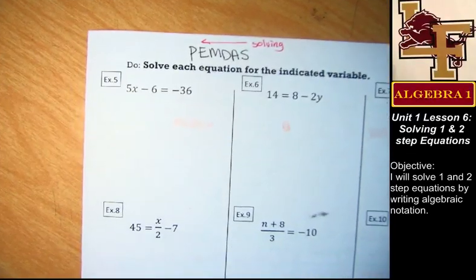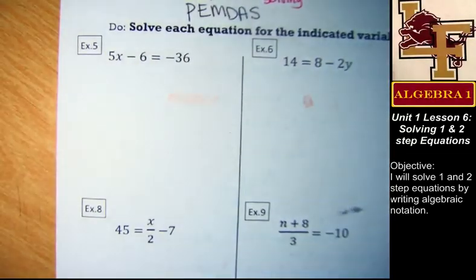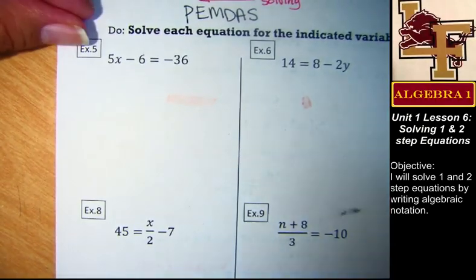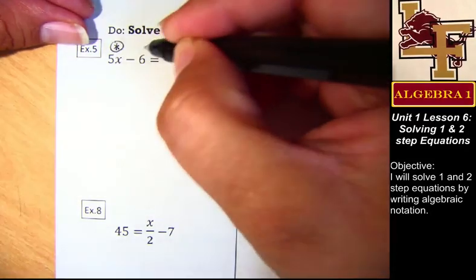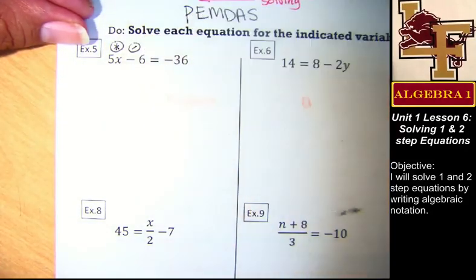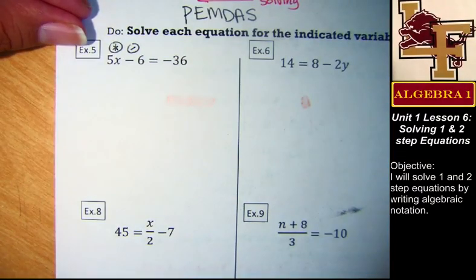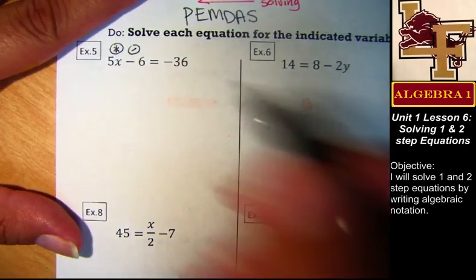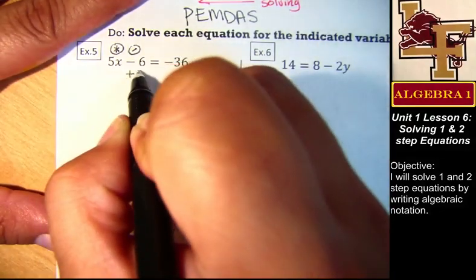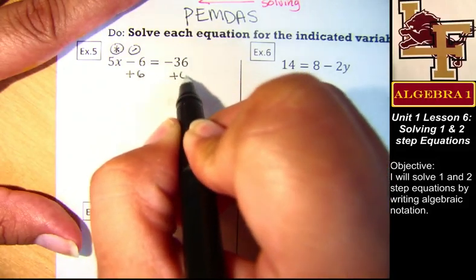All right, looking at example number 5, what kinds of things do I see happening? 5x minus 6. I see 5x, so I see a multiply happening right here, and then I see a subtraction happening right there. According to PEMDAS, I should do the multiplication first, but when I'm solving, I have to go backwards, so I need to do the multiplication last. I'm going to handle that addition, the subtraction first. How do you undo subtraction? You multiply. I mean, you add. You add. So I'm going to add 6 to both sides.